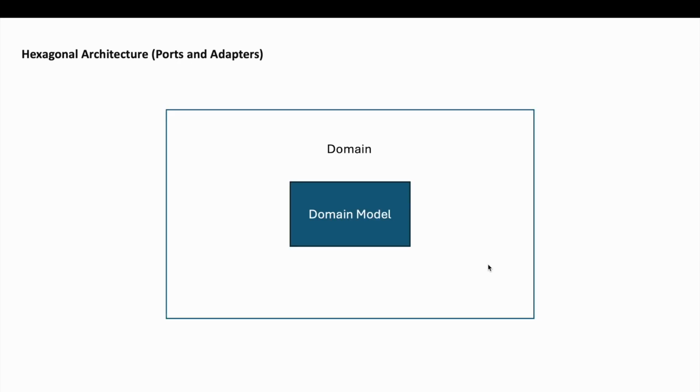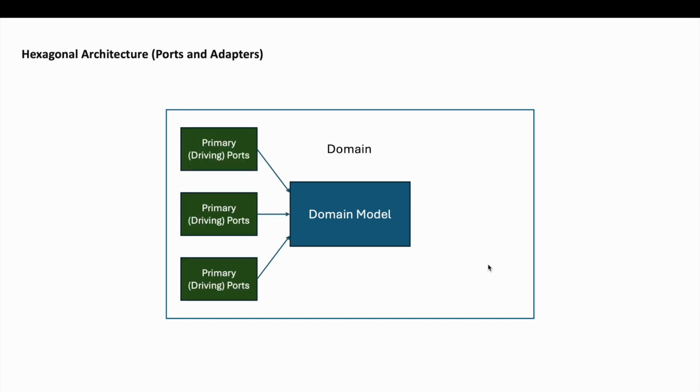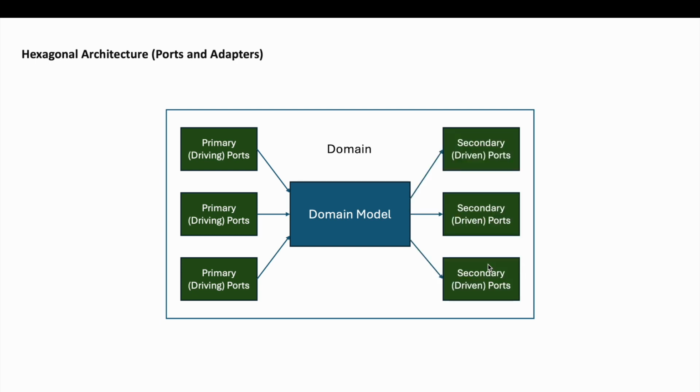Now, some of the components of hexagonal architecture include first, the domain model, central to the application, containing the business logic and data it represents, the state and behavior of the business scenarios. Ports, interfaces that define the points of interaction between the application and the outside world. There are two types of ports: primary, driving ports. These are used by the outside world to send commands to the application. Example, a REST API. Then there is secondary, driven ports.